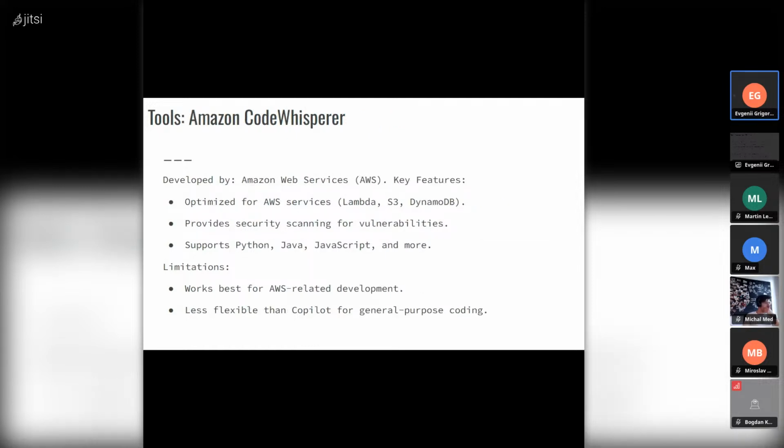Another tool is Amazon CodeWhisperer, which is mostly used for the optimization of Amazon Web Services. It was made by Amazon Web Services, and its main benefit is that it works with it, but it doesn't work so well if you are using something that is not AWS related.